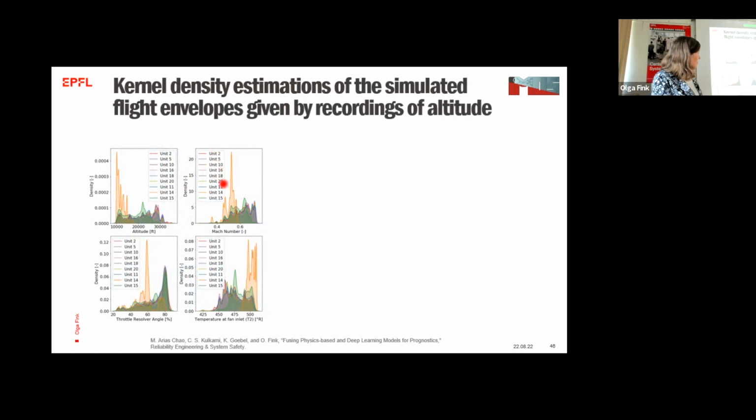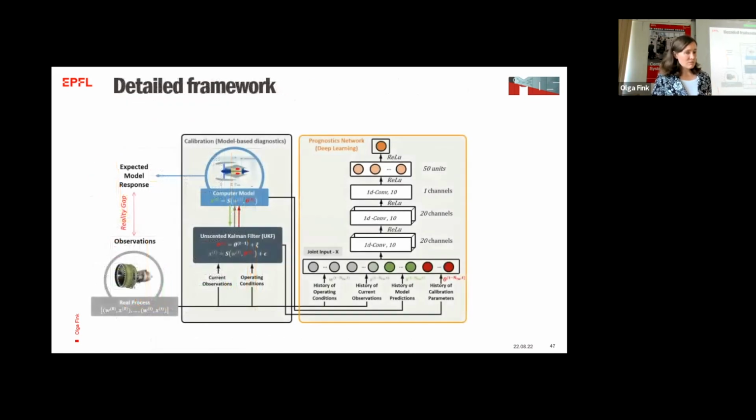So the units 2 to 20, these are our training units, and units 11, 14, and 15 we use for testing. And in fact, unit 14 was flown in different flight categories. So this was rather flown for short flights. Unit 15 was flown for rather mid-distance flights, and all the other units are rather long-distance flights. And I wanted to see how we are able to overcome these differences in the flight conditions and actually in the domain. So this was the framework that I presented to you.